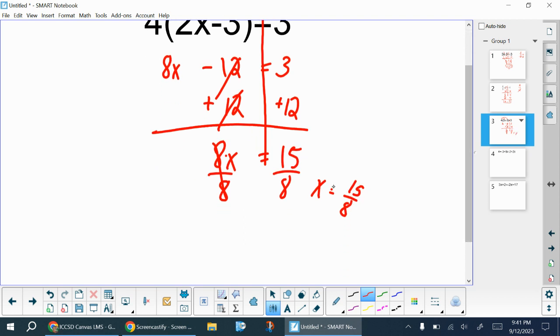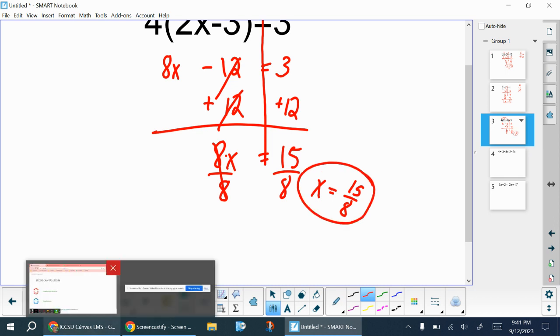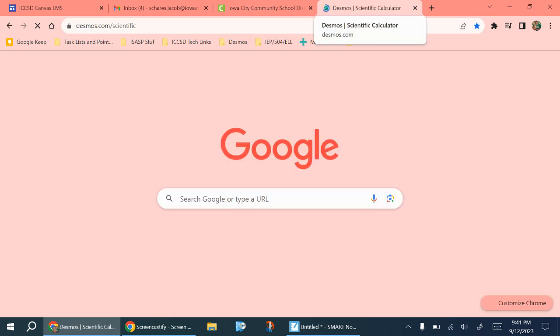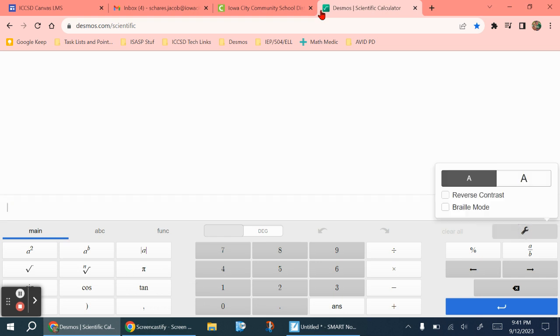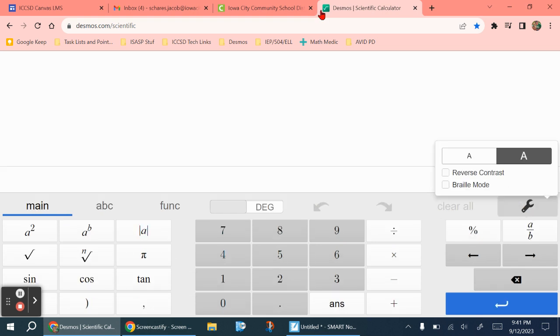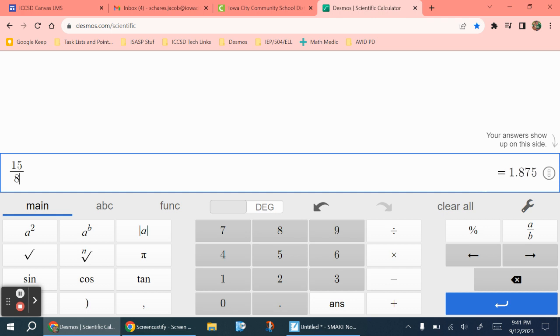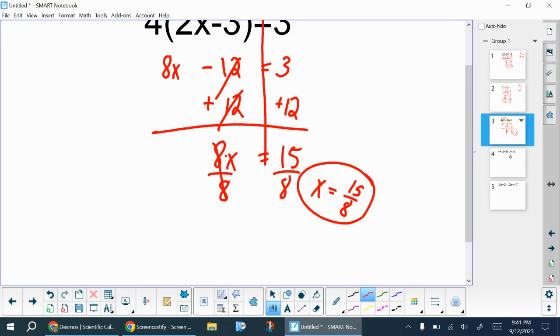If it wasn't simplified, Desmos could help you. I might just go ahead and pull up Desmos really quick, just to show you that. Let's see how fast it loads here. If I was just going to check 15 divided by 8, it gives me a fraction or a decimal, but I can also just turn it into a fraction and see, okay, yeah, 15 divided by 8 is the simplest form. So there we just had to simplify a little.